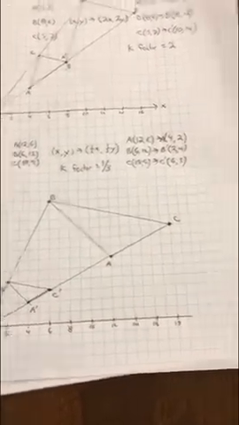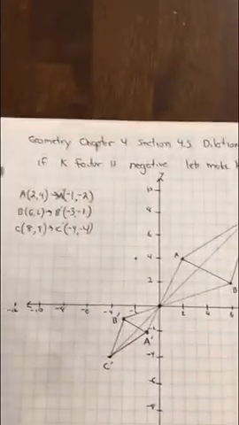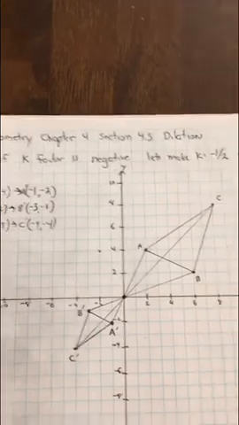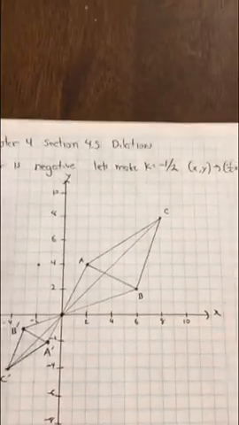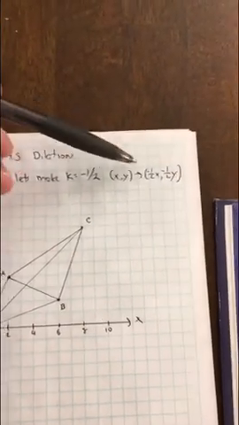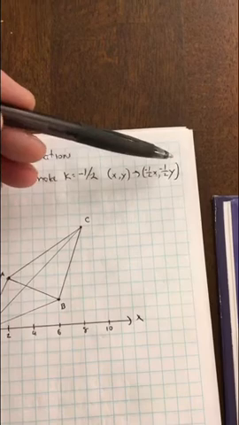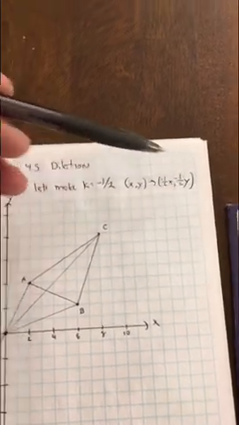All right. Now what happens if K is negative? K can also be negative, okay? Now here, the k factor is going to be negative. I'm going to let k be negative 1/2. So in other words, every x and y is going to get cut in half and then made negative. Cut it in half, negative. So let's see what that looks like.